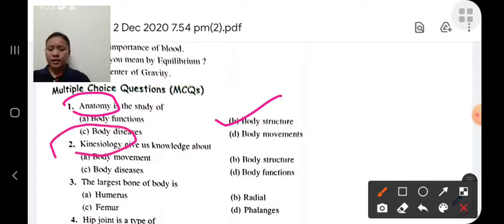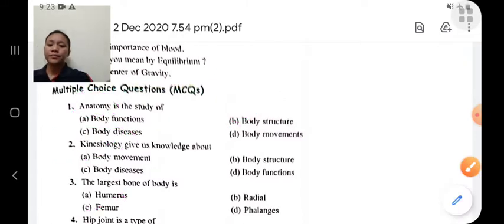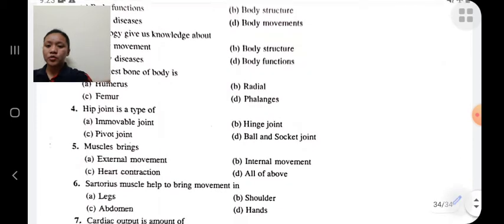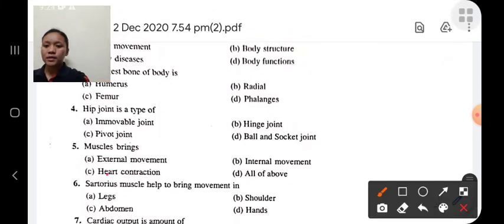Kinesiology is the study of body movement. In kinesiology, we study human body movement. The largest bone is the femur bone, which is found in the thigh. The hip joint is also known as the ball and socket joint.